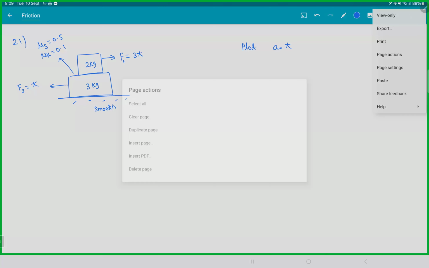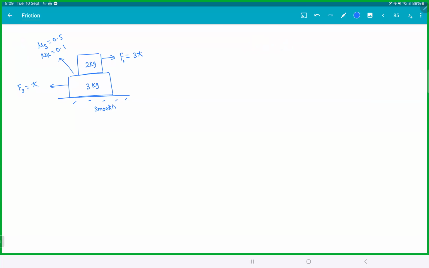Step 1, assume both are going together. There is no need to check because there is no friction on the ground. They will have to move. If there was friction on the ground, I would have checked. Let the acceleration be A. F1 minus F2 is equal to 5A, so we get acceleration equal to 2t by 5.